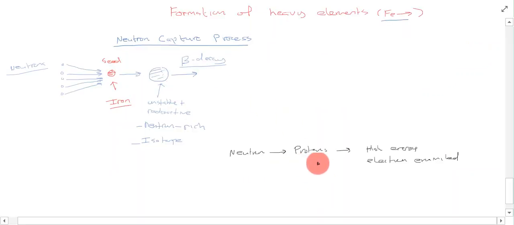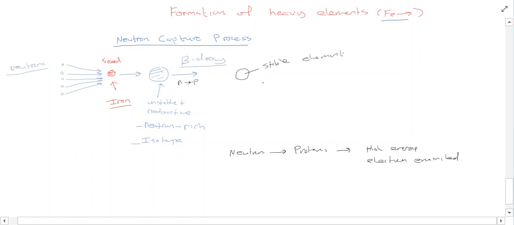So that's essentially what's happening there. And what will happen is this process will happen. So you're going to get neutrons being converted into protons, and this will happen over a long period of time. And eventually, you're going to have this stable element.